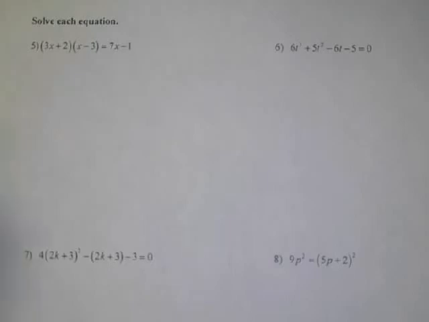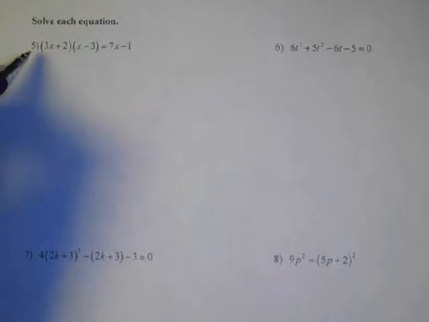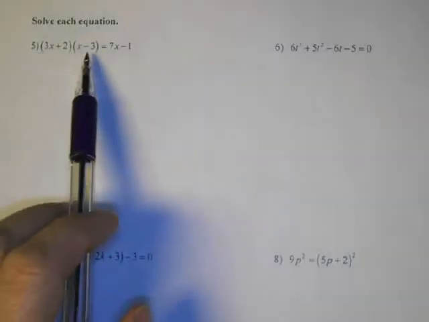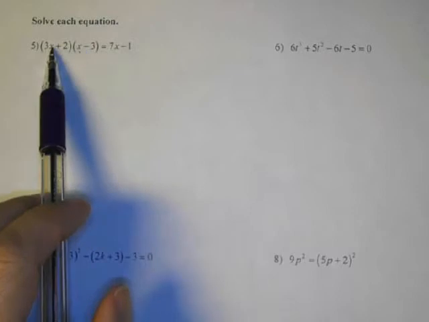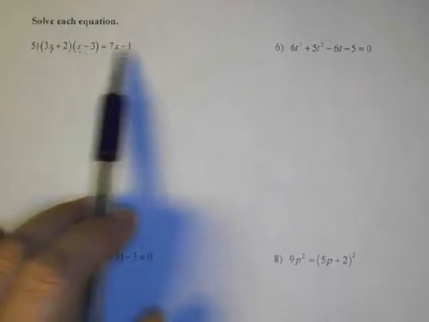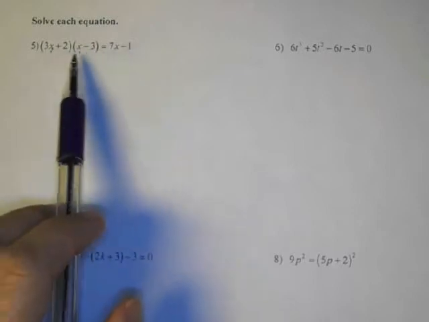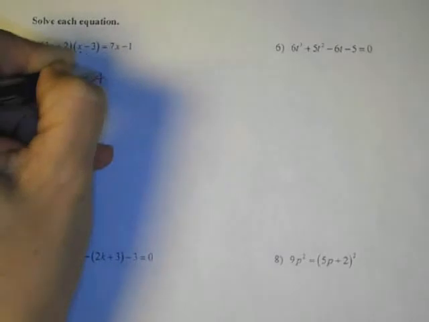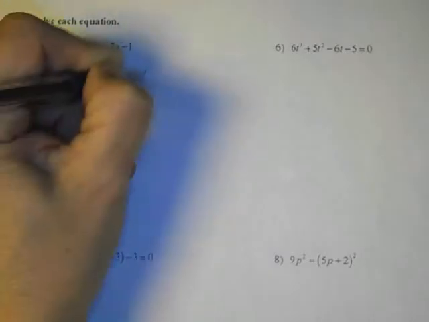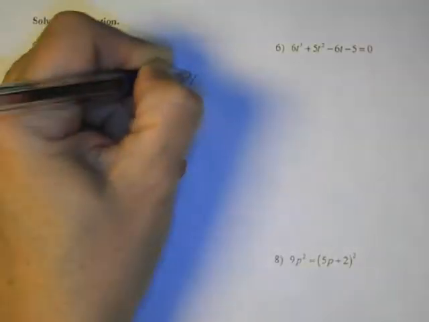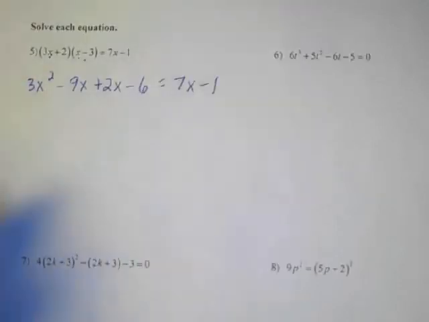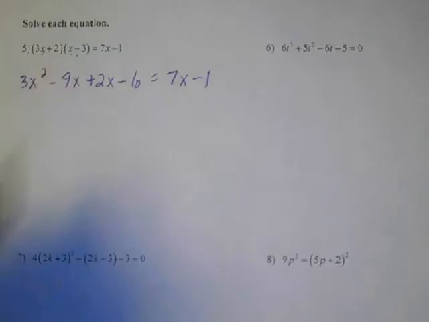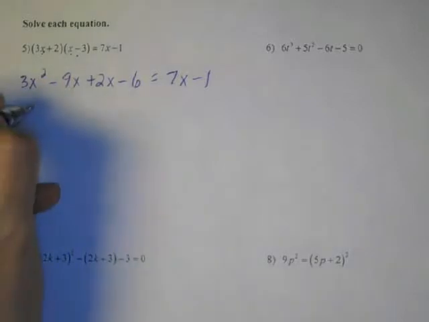Continuing with 5-5. This problem we see does not have either of these expressions repeated on the other side. So the only way to do this problem is to start by FOILing. 3x squared minus 9x plus 2x minus 6 equals 7x minus 1. I am going to combine like terms.